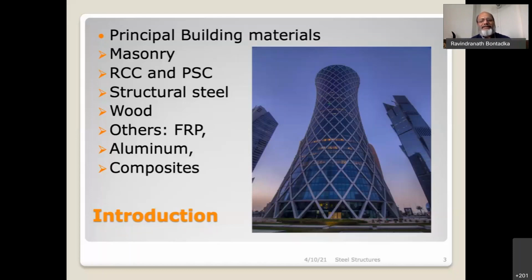Then there is structural steel, which has come into play. Then there is wood, which is also a primary material we use in many constructions. Then other materials like fiber reinforced plastic, FRP, or aluminum. And nowadays, what has gained more importance and is more in vogue are composites. So we see a lot of composites being used in many construction fields.